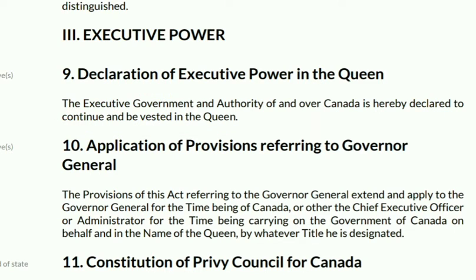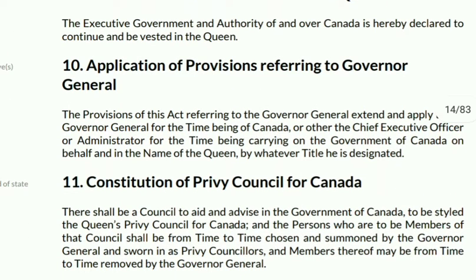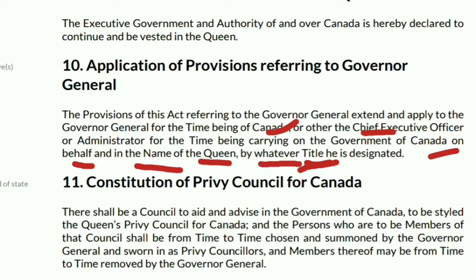Next, article number 10, application of the provisions referring to Governor General. The provisions of this Act referring to the Governor General extend and apply to the Governor General for the time being of Canada, or other chief executive officer or administrator for the time being carrying on the government of Canada on behalf and in the name of the Queen, by whatever title he is designated. So important here is carrying on the government of Canada on behalf and in the name of the Queen. Title is not important, so it is already mentioned that by whatever title he is designated. So this is article 10.